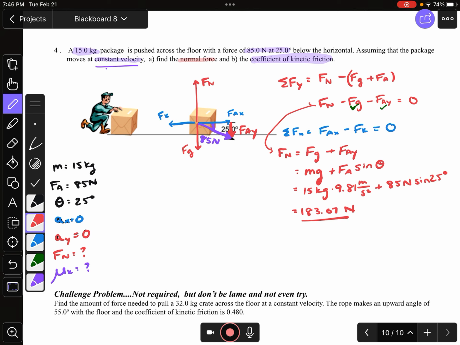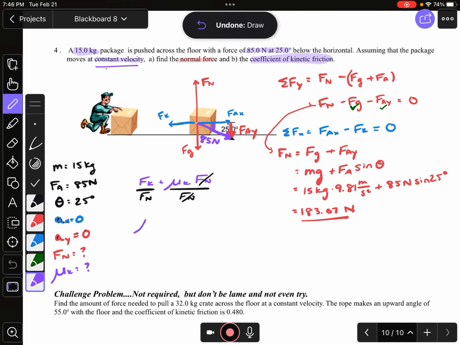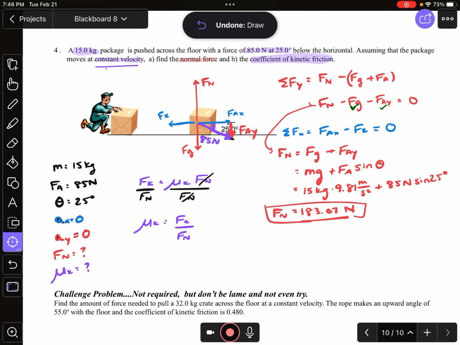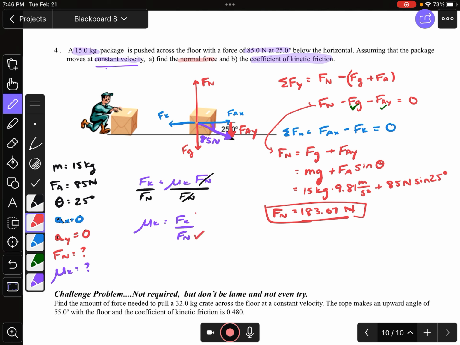And now I'm going to find the coefficient of friction. I know Fk is equal to mu k times Fn. To solve for mu k, I'm going to divide both sides by Fn. Mu k is equal to Fk divided by Fn. Now, I just calculated Fn. I have that right here, so I'm good there. Check. But Fk, I do not know yet. I'm going to have to use... Oh, I undid my check. I want to undo my good work.